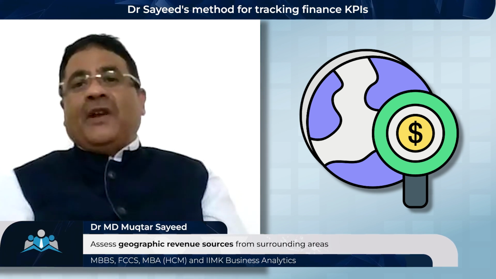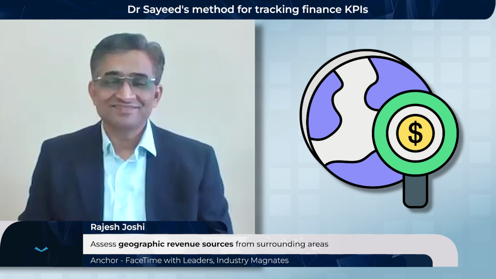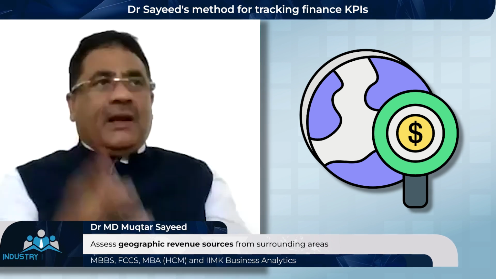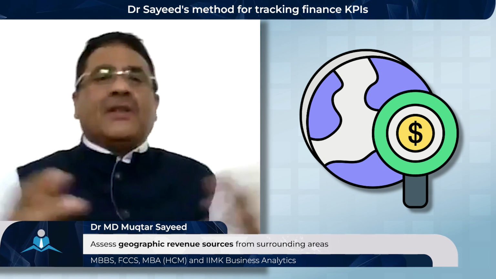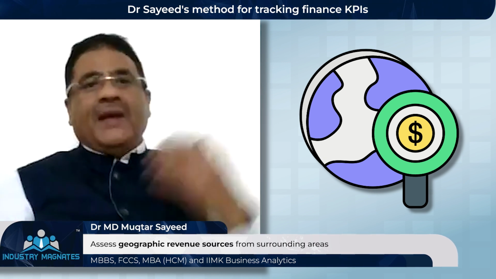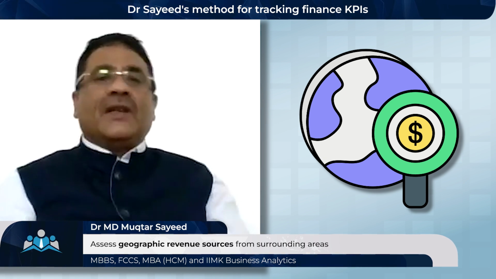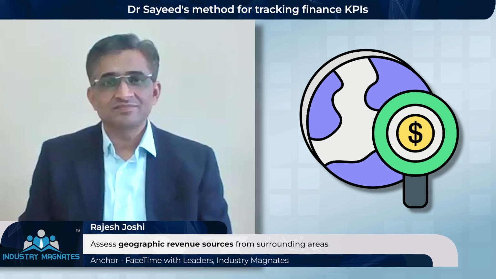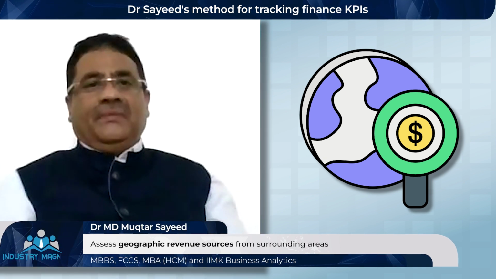So the percentage of revenue coming from different geographic regions. We are a hospital sitting in one city, so which side are patients coming from more? Nearby districts, nearby towns. So from where the patients are coming more. And we also monitor what type of patients are coming from which area.